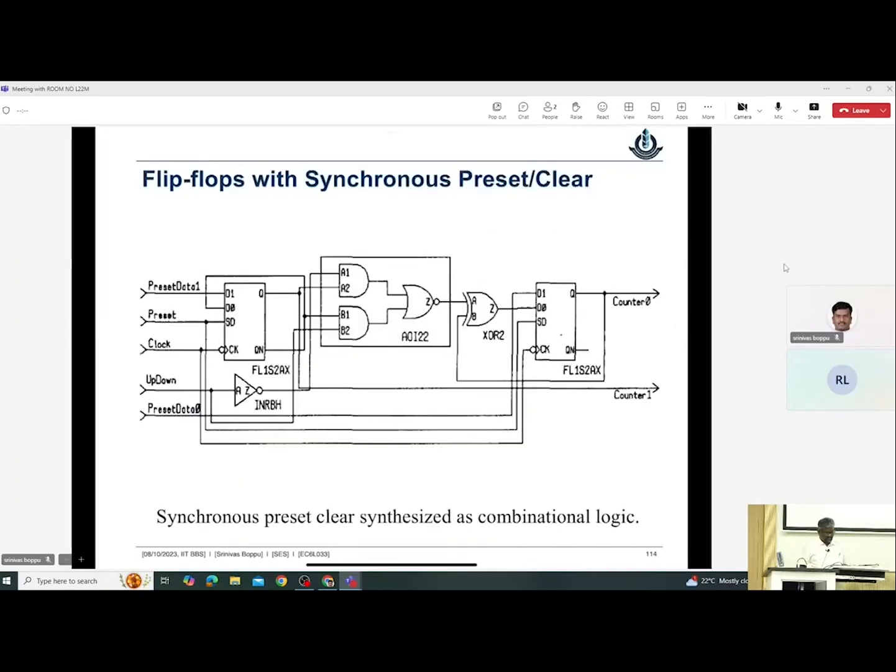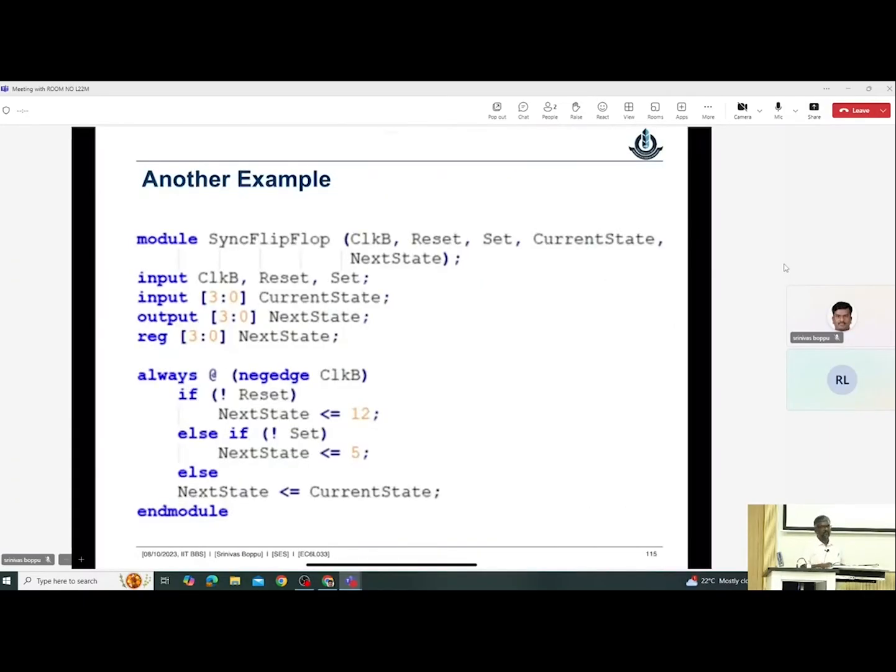Okay, 1 second. Okay. So what is the difference between the previous circuit you have seen and this circuit? It's a synchronous reset and synchronous set.